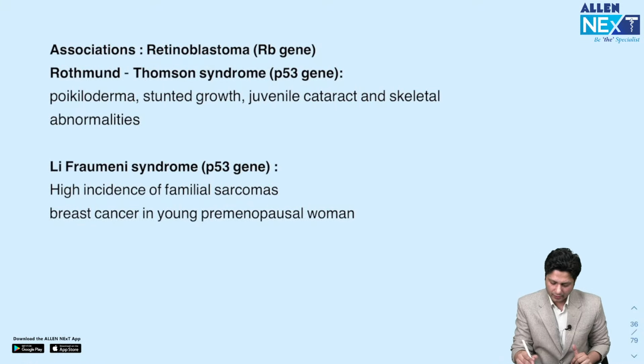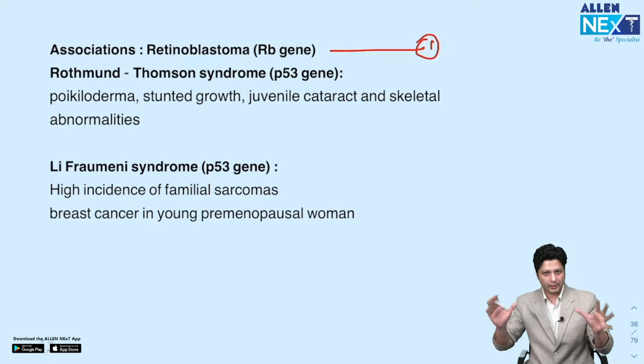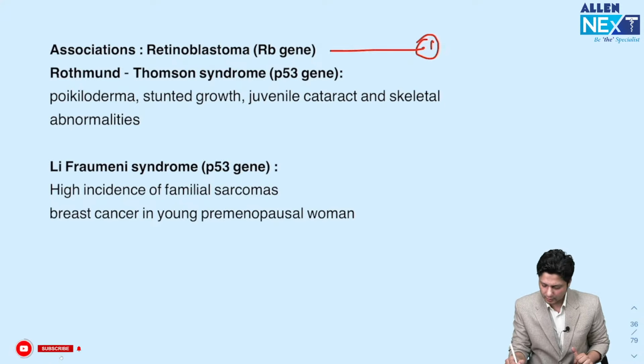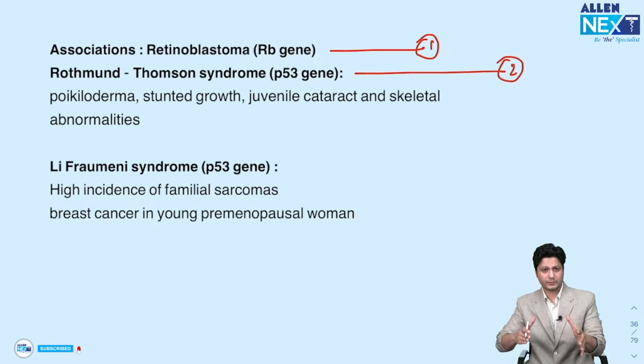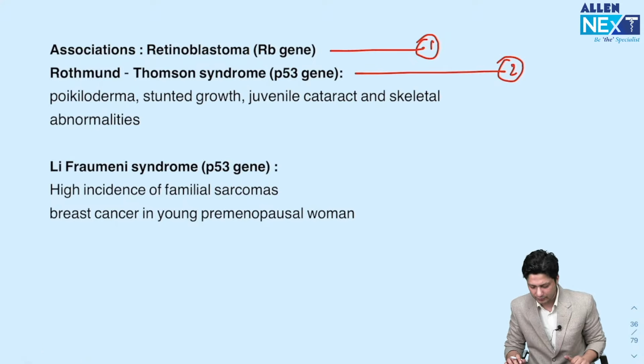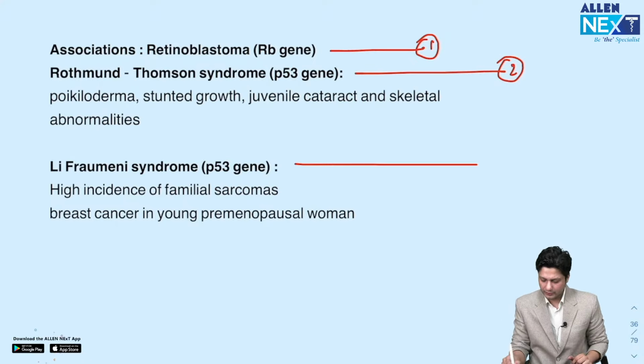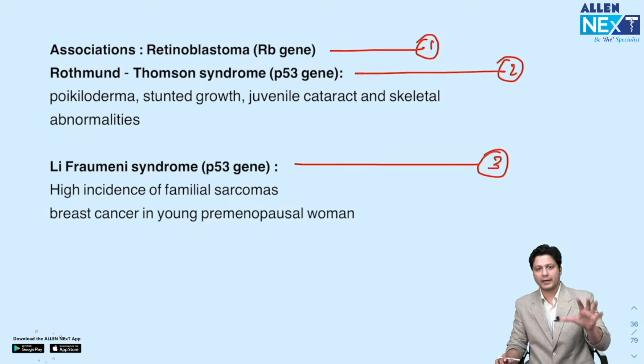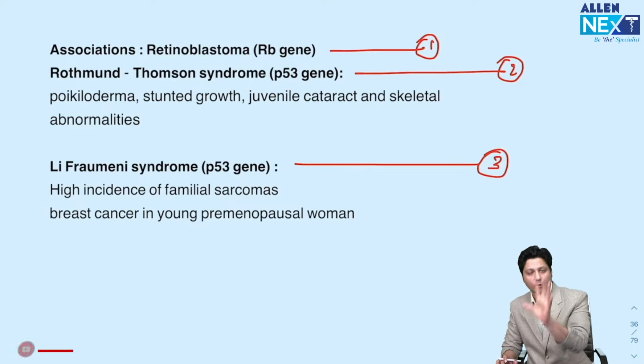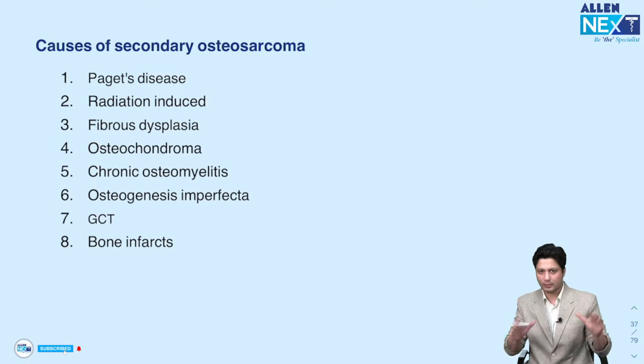What are the associations? One association is retinoblastoma, which you are already aware of. The second association is Thomson syndrome, and because of the same gene, that is P53, Li-Fraumeni syndrome. So there is a possibility that they might ask about the syndromes associated with osteosarcoma. Second, causes of secondary osteosarcoma.